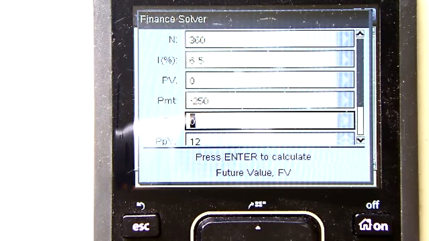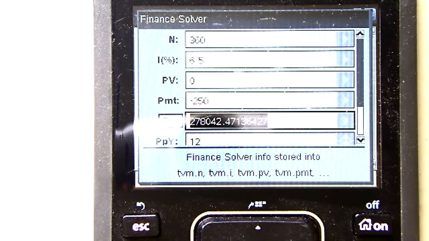And so I hit enter, and oh, look, if I do $250 a month from the time I'm 30 to the time I'm age 60, I'll end up with $278,000 and some change in my retirement account. It's that simple. Notice again, the final value is positive because that's money coming back to me.